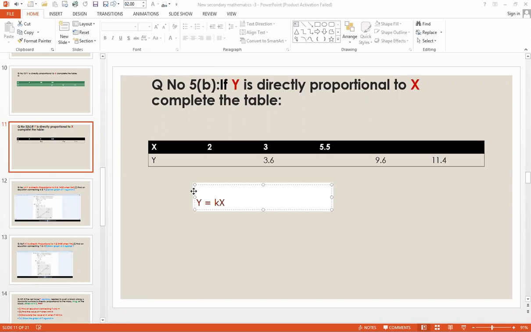From the table, you have to find that value where x and y both values are given. So you have to take the second value. Here x is equal to 3 and y is equal to 3.6. So this means you have to write in this way, that instead of writing y, you have to write 3.6, and instead of writing x with a bracket, you have to write 3.